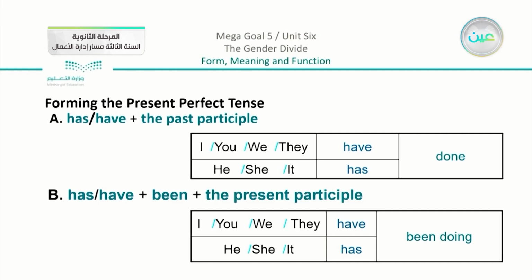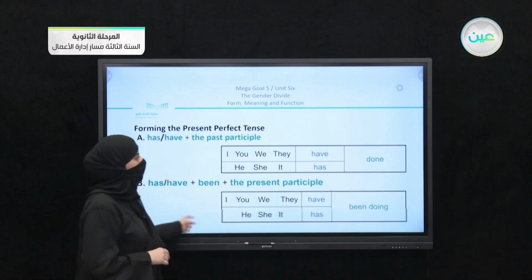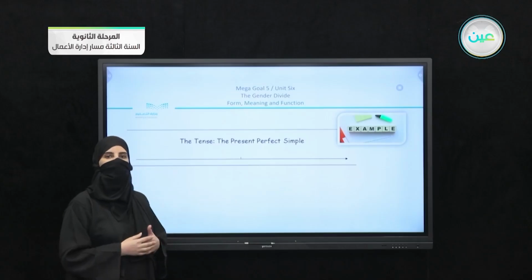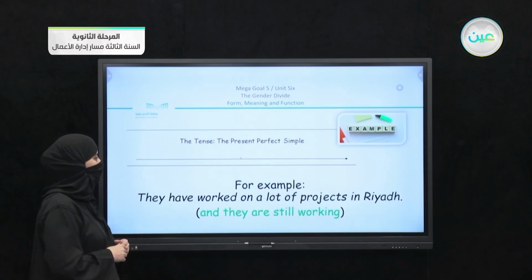And because of the ing and because of the auxiliary verbs, this is the form of the present perfect progressive. Now moving on, to just give an example to explain the meaning here. Now, as we mentioned before, we are going to connect the past and the present. So we have here our example.